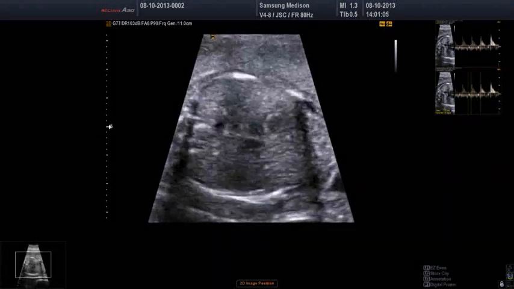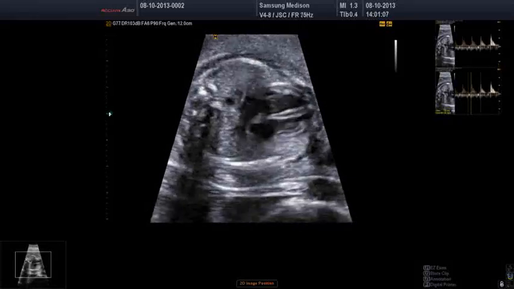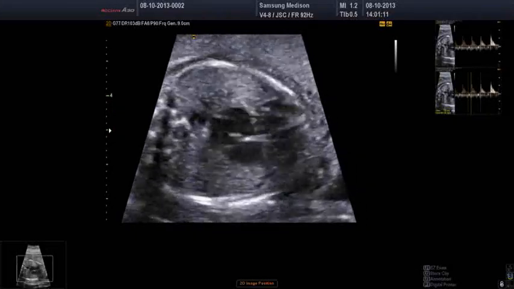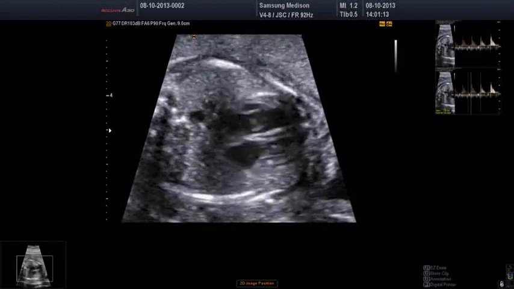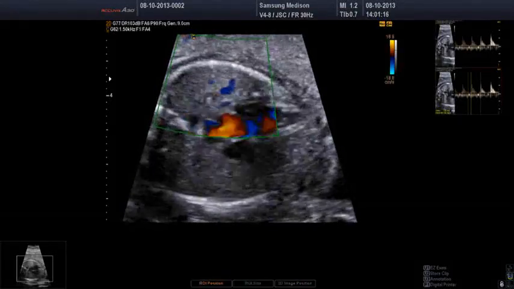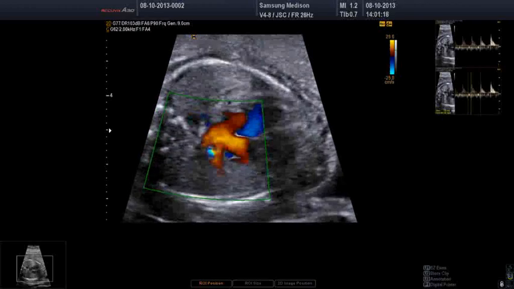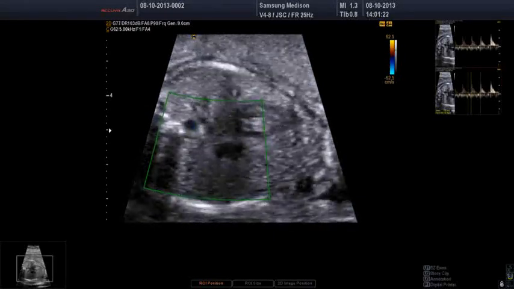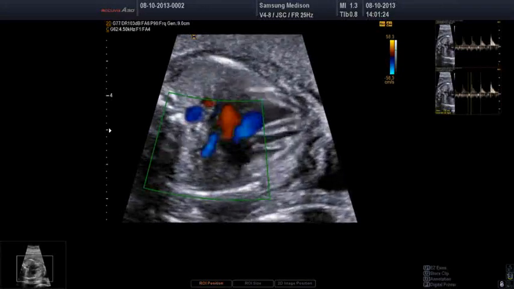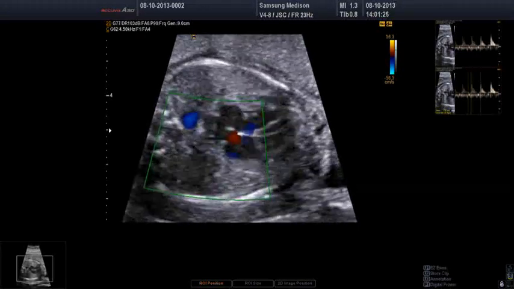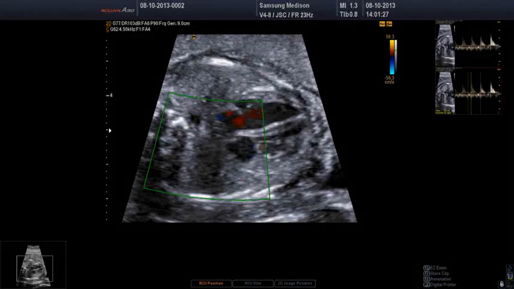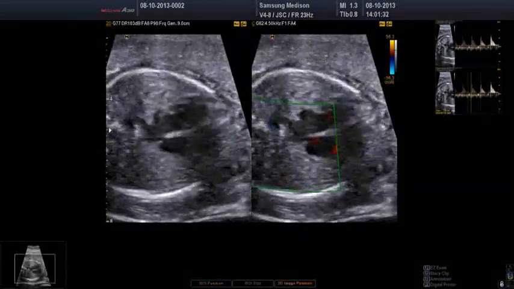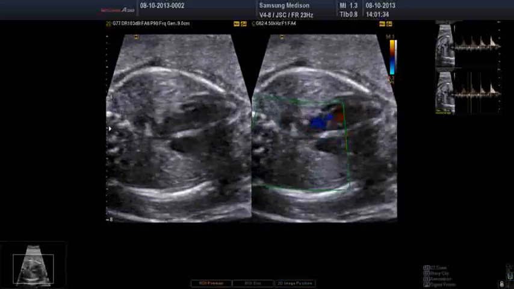Now, if I go back to the 2D, so we can concentrate a bit more on the left side. I'm going to start from the inflow into the left side and put some color to highlight our pulmonary veins. I'm going to start initially with the conventional color. On the cardiac preset, we would normally start at a velocity somewhere around 50 to 60. And I'm going to split the image because I quite like showing it with 2D and with the color at the same time.